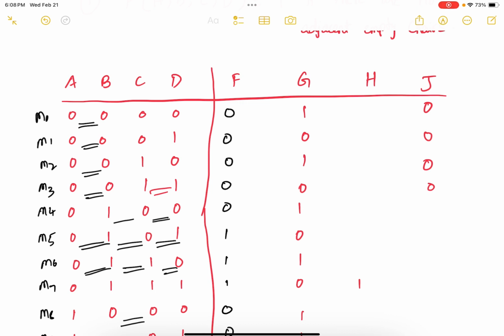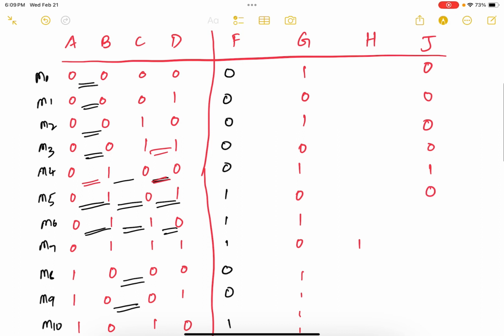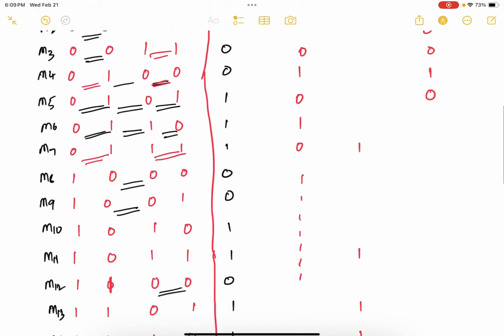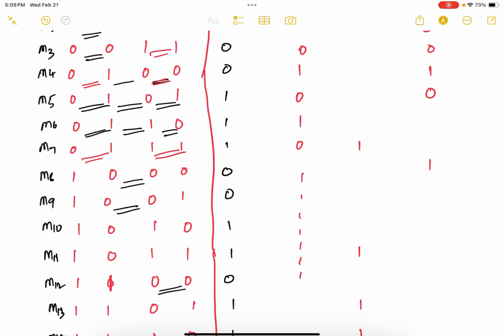In M4 you have one chair that is occupied on the left hand side and no chairs are occupied on the right hand side. Therefore J is asserted. Now look for all combinations. M5 will be a 0 because there are equal number of chairs occupied on the left hand side and the right hand side. Same thing with M6. M7 would be a 0 again because 2 are occupied on the right hand side but only 1 is occupied on the left. Now M8 would be a 1, M9 again is a 0, M10 is a 0, M11 is a 0.